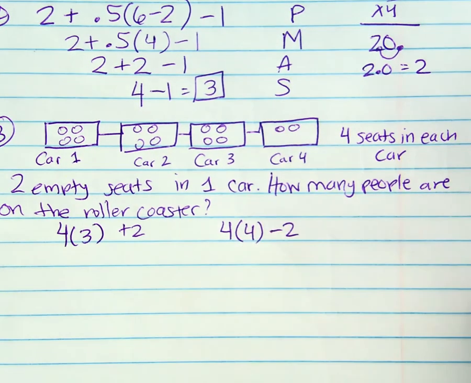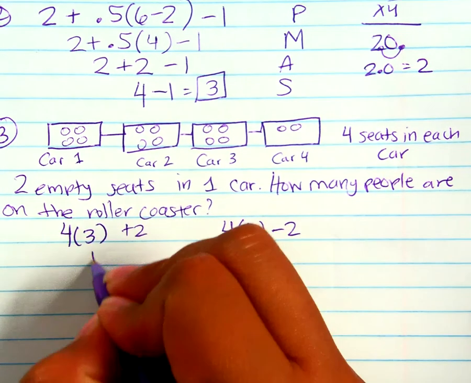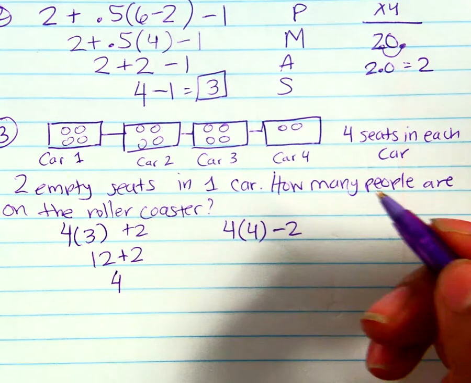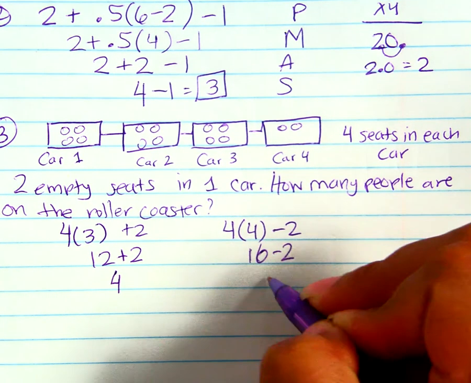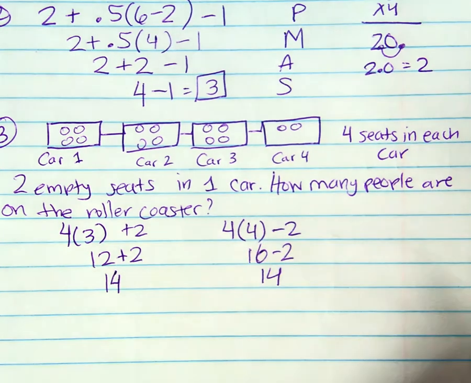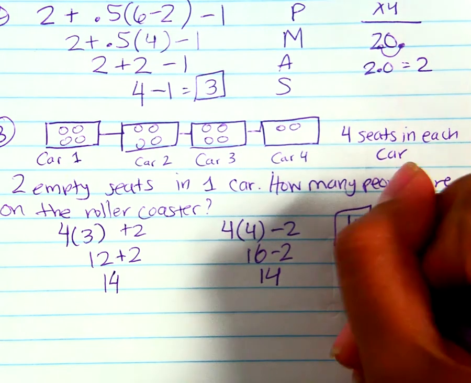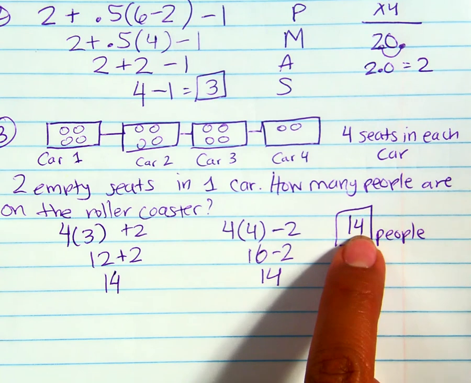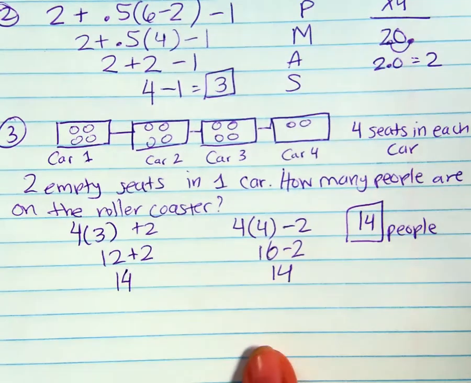Good. So let's see if they both give us the same answer. So what do I do first, multiplication or addition? Multiplication. So that's going to be 12 plus 2, and 12 plus 2 is 14. And then we have 4 times 4 is 16, minus 2 is 14. So either way, you would get the right answer, right? So the correct answer would be 14 people. And remember, when you enter answers, you want to make sure you write 14. Now, some of you guys, you could have just counted out, right? That also works. But it's also good to make sure you double check with your math.